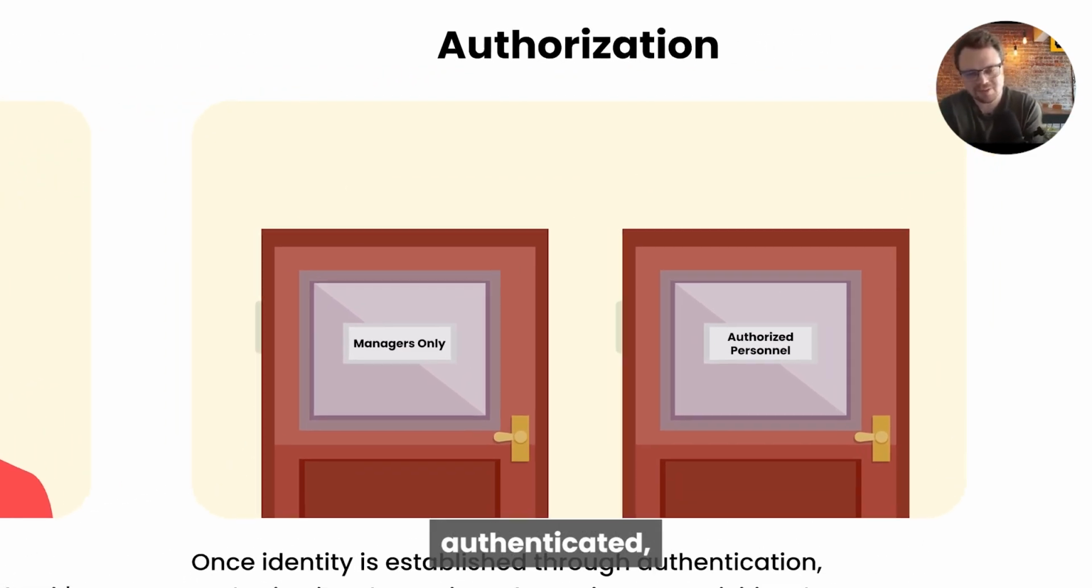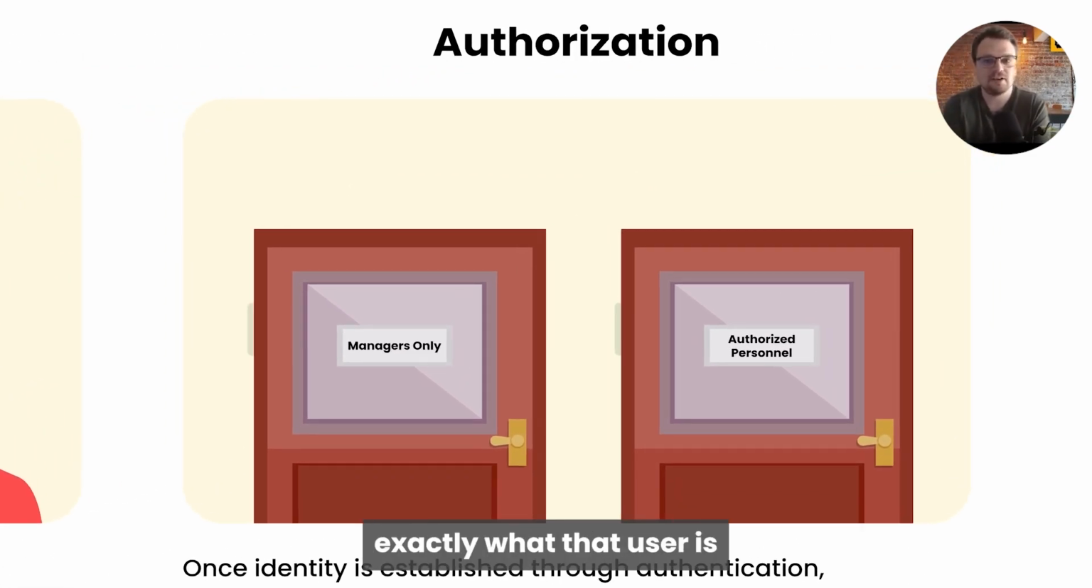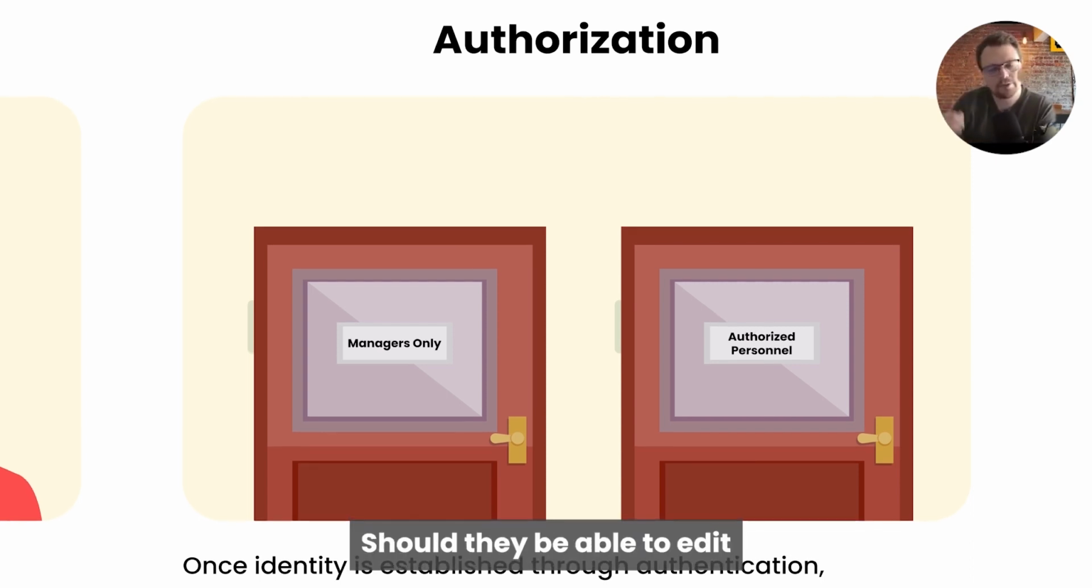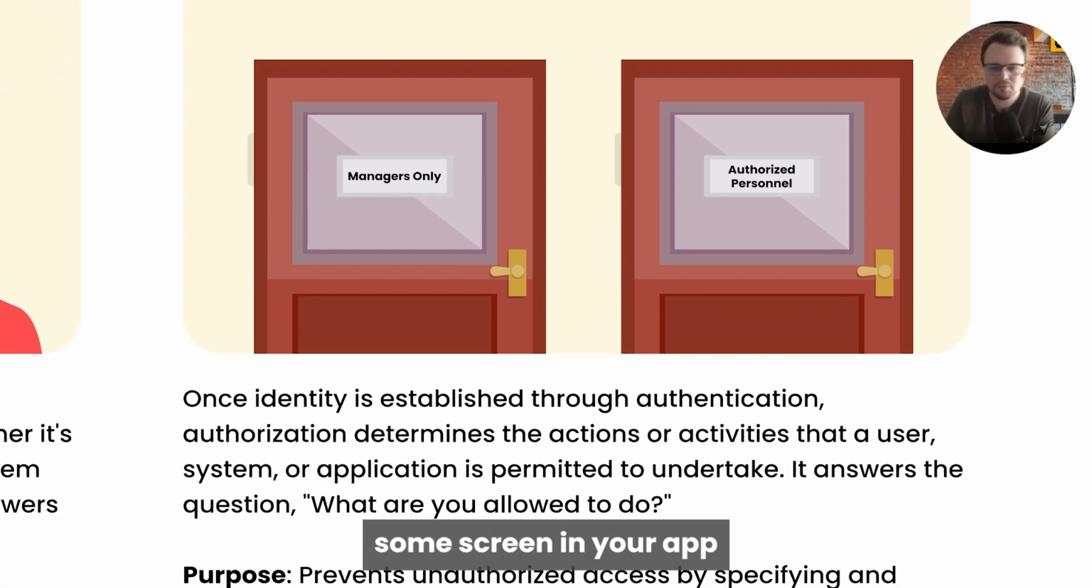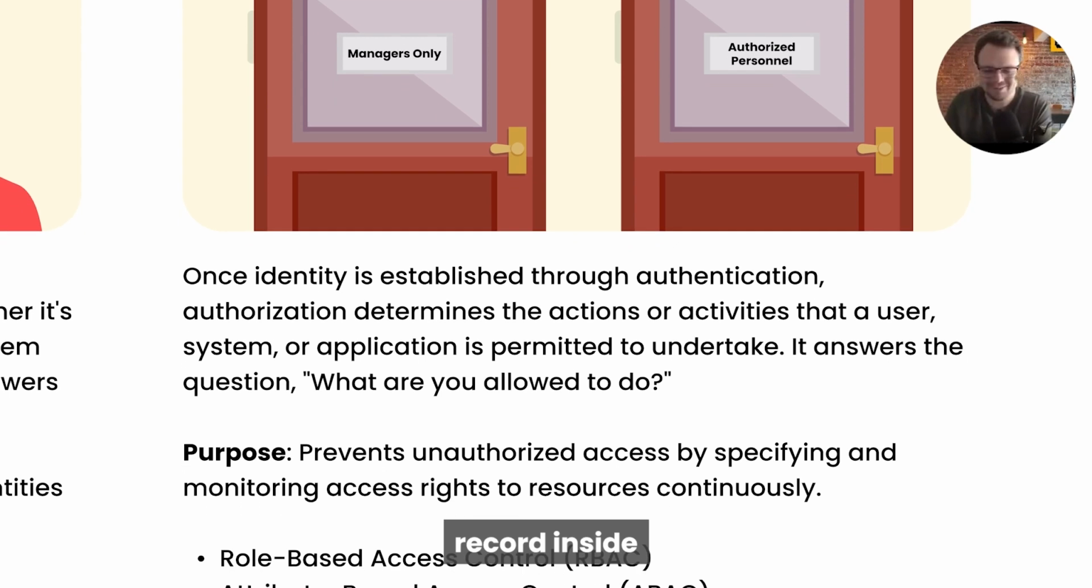Once someone is authenticated, your application now needs to decide exactly what that user is permitted to do, or authorized to do, inside of your system. Should they be able to edit that record? Should they be able to go and delete or edit or change or view some screen in your app or some record inside of your system?